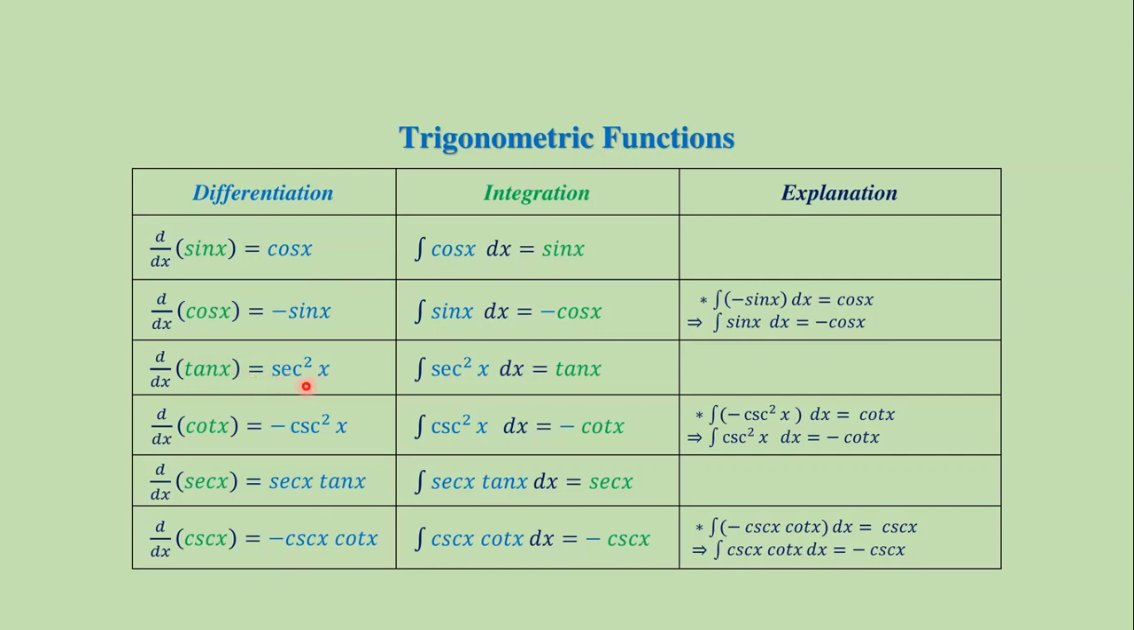Next one is d/dx of tan x equals sec square x. So, if we integrate sec square x, then we get back tan x. That is, integration of sec square x dx equals tan x.